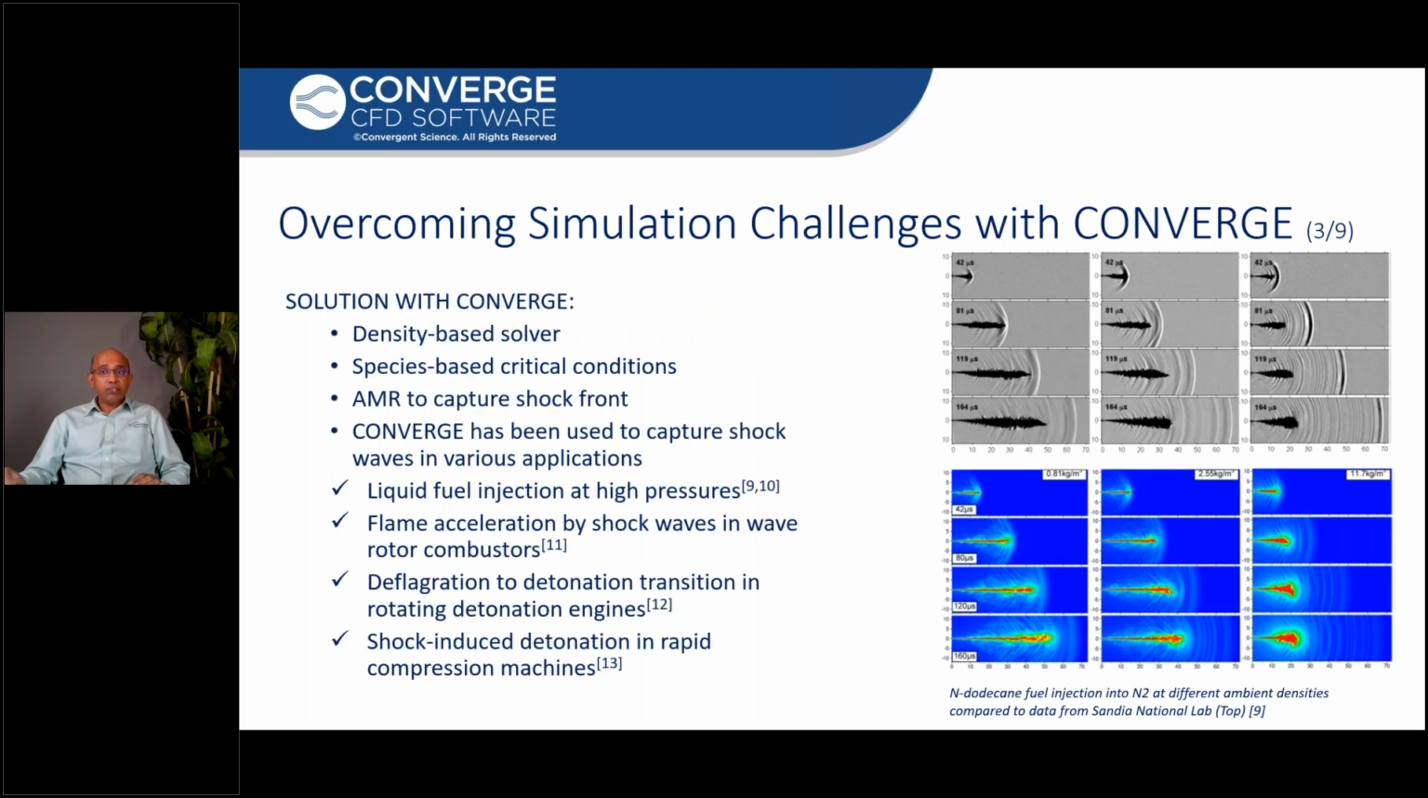CONVERGE has all the important features necessary to capture shock waves accurately, which is going to be beneficial when simulating hydrogen direct injection. The density-based solver and the ability to specify species-based critical conditions is important when resolving density accurately in high-speed compressible flows. AMR is uniquely helpful to capture shock fronts with minimal computational expense. CONVERGE has been used to capture shock waves in different applications, and I'm listing some of them on the slide, which are available in open literature.